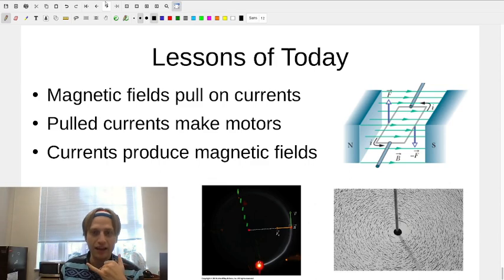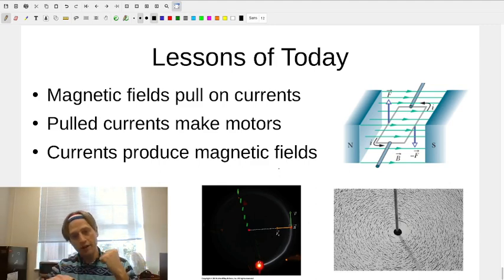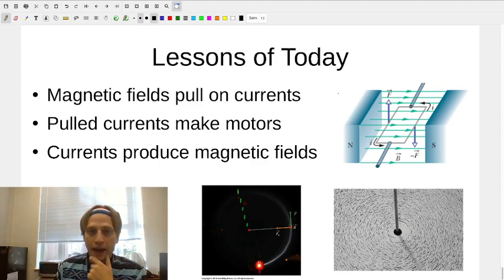So we had that last time in the form of electrons being whipped around in circles. Today we can have literal wires being pulled on in one direction or another because of the charges that are moving inside of them. And those pulled currents have many applications, like, for instance, a direct current motor, if you use some tricks.